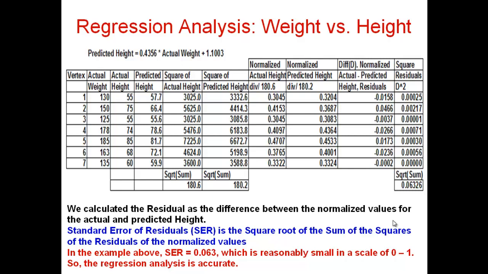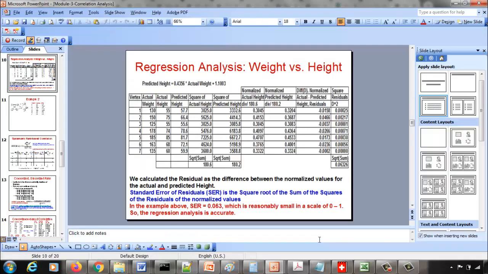Its value is going to be on a scale of 0 to 1, and what we got here for our prediction is 0.063 or something like that, which is pretty much close to 0, indicating your regression analysis is very accurate. So I'll stop the video with this.